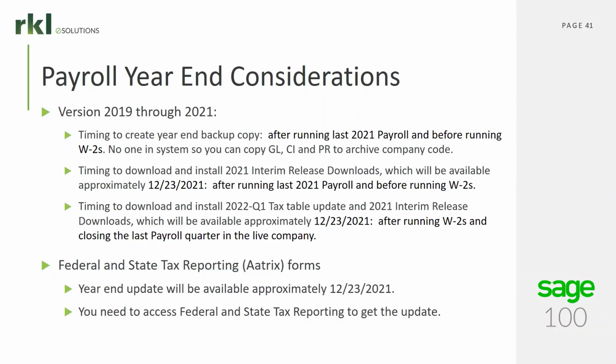The 2021 tax forms in the federal and state tax reporting program will be available in and around December 23rd as well. You will need to actually open the federal and state tax reporting task in order to be able to get those updates.